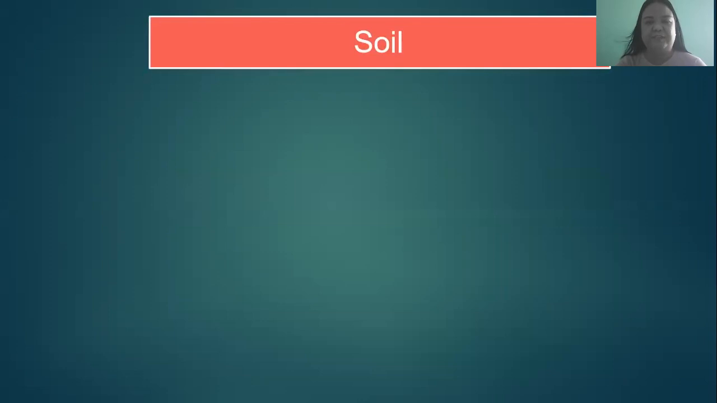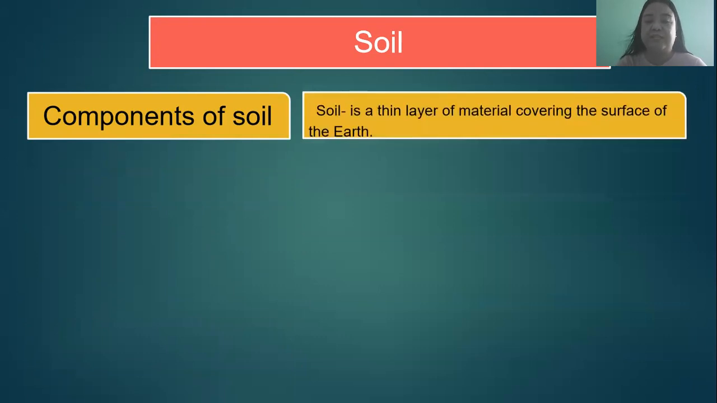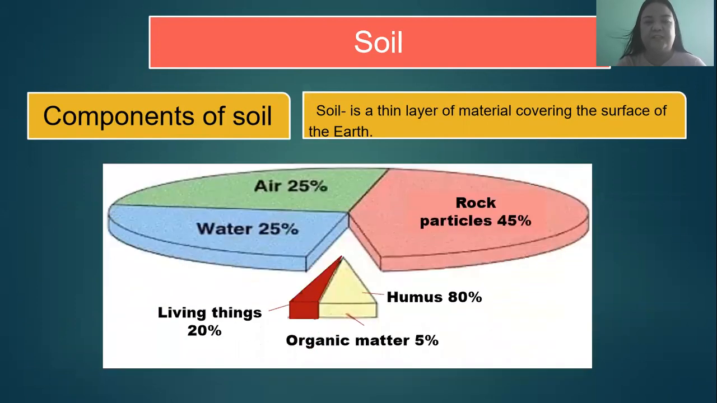Okay, so those are the different kinds of types of soil. Now let's talk about it. Take a look at this. Components of soil. Soil is a thin layer of material covering the surface of the earth. So, how much percentage do we have? Air 25%, water 25%, rock particles 45%, living things 20%, humus 80%, and organic matter 5% of the surface of the soil.